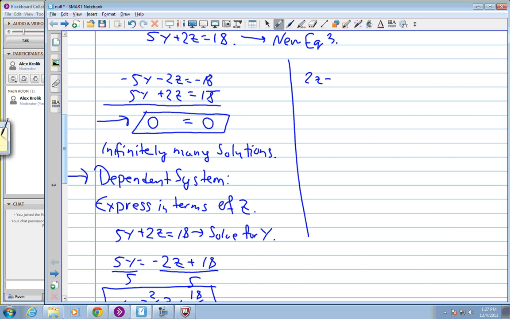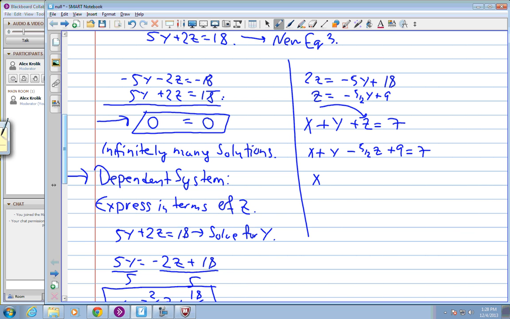So 2z equals negative 5y plus 18, divided by 2, z equals negative 5 halves y plus 9. Right? I'd use this equation to solve for z. And then I'll go back to the first one, which was x plus y plus z equals, what was it, 7? And I plug this in for z, so that's x plus y minus 5 halves y plus 9 equals 7.